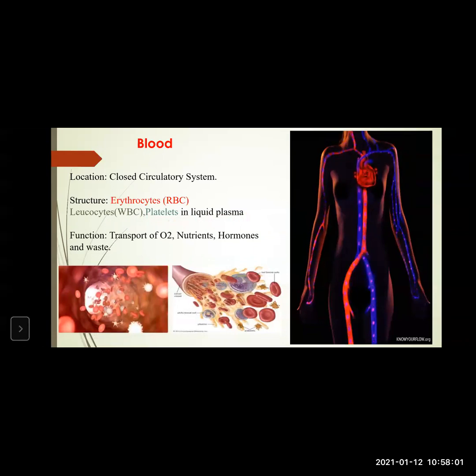What is the function of blood? Blood transports oxygen, nutrients, hormones, and the waste material throughout the body to the specific organs.